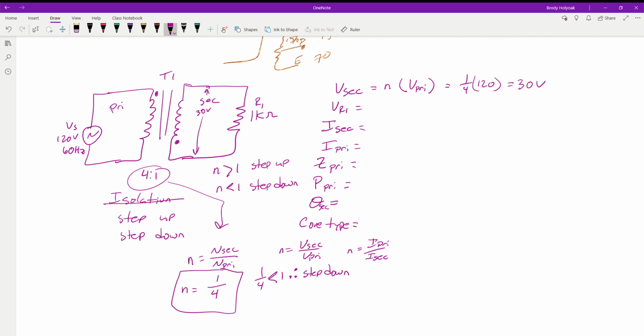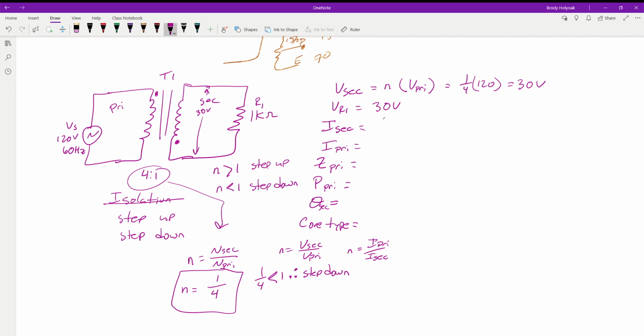Now we look at where our resistor is connected. Is it connected to the entire secondary? Is it connected to a portion of the secondary? In this case, it's connected to the entire secondary, so the voltage across R1 is 30 volts. Now in our secondary section over here, we're just going to look at it individually as 2 separate circuits. In the secondary, we have 30 volts being dropped across 1 kilo ohm.